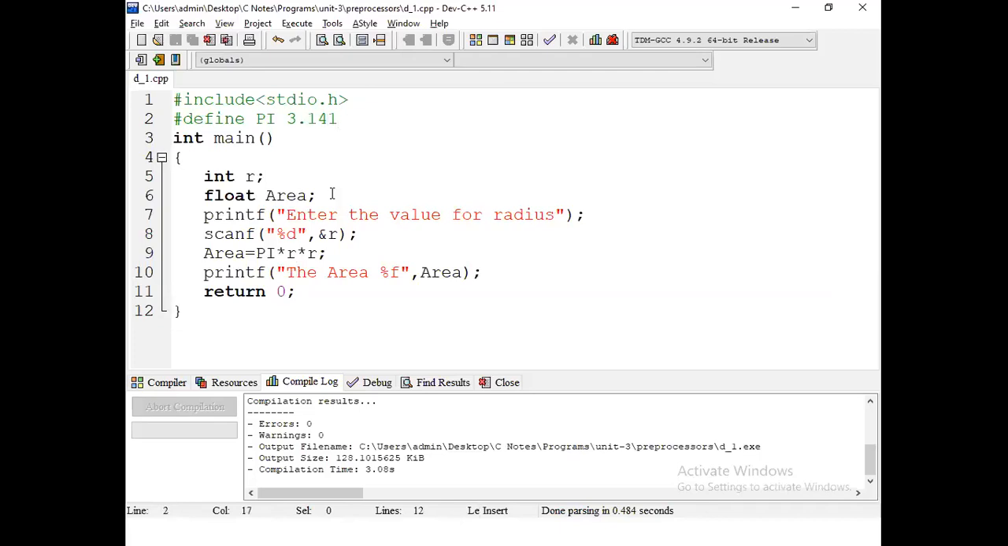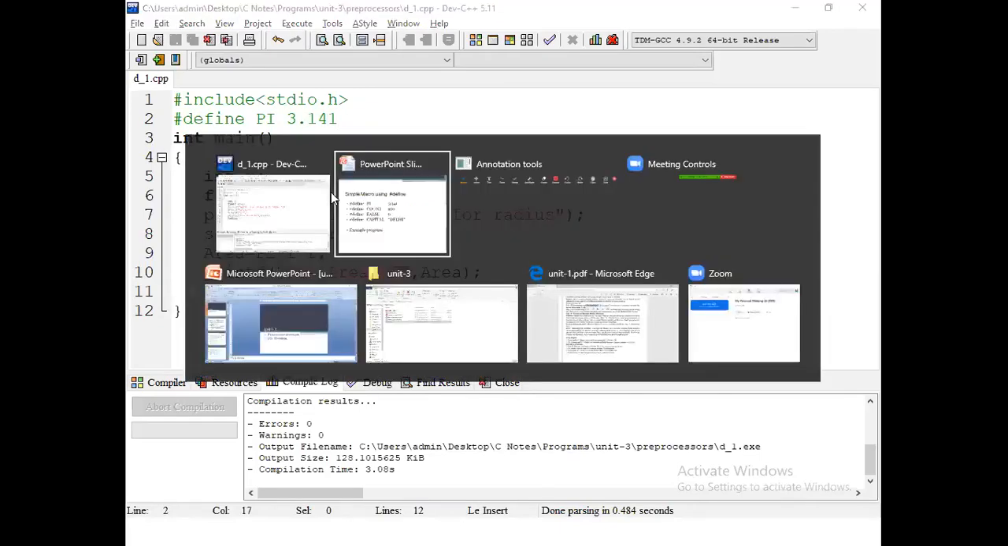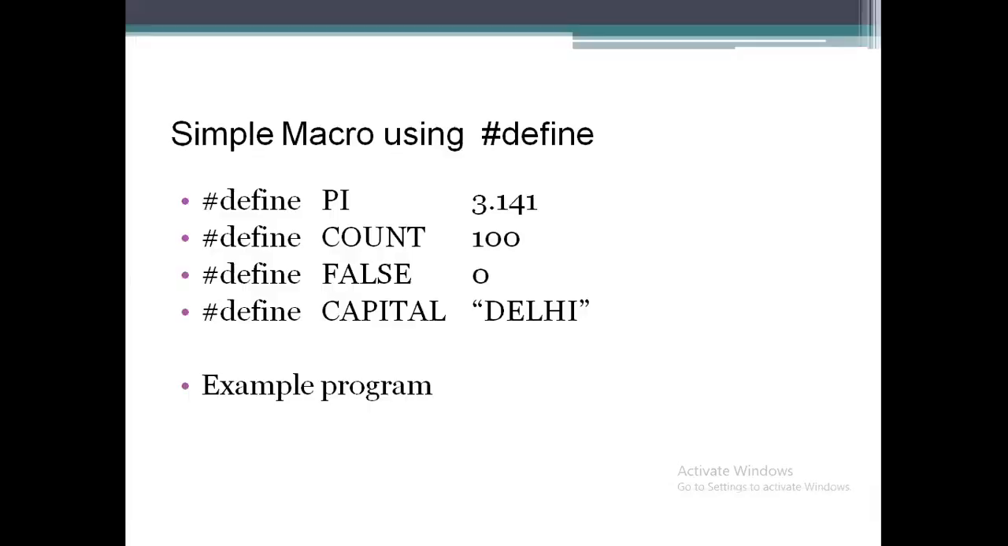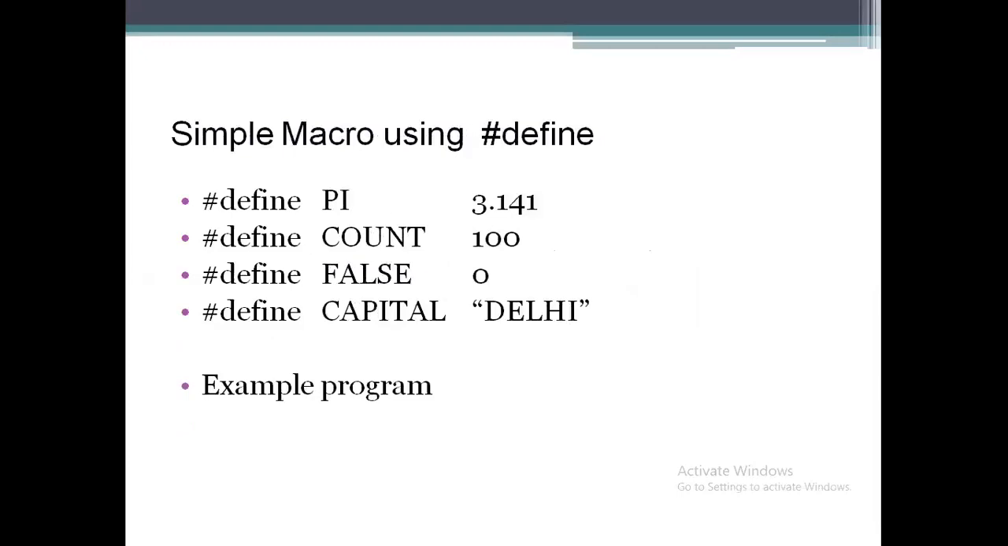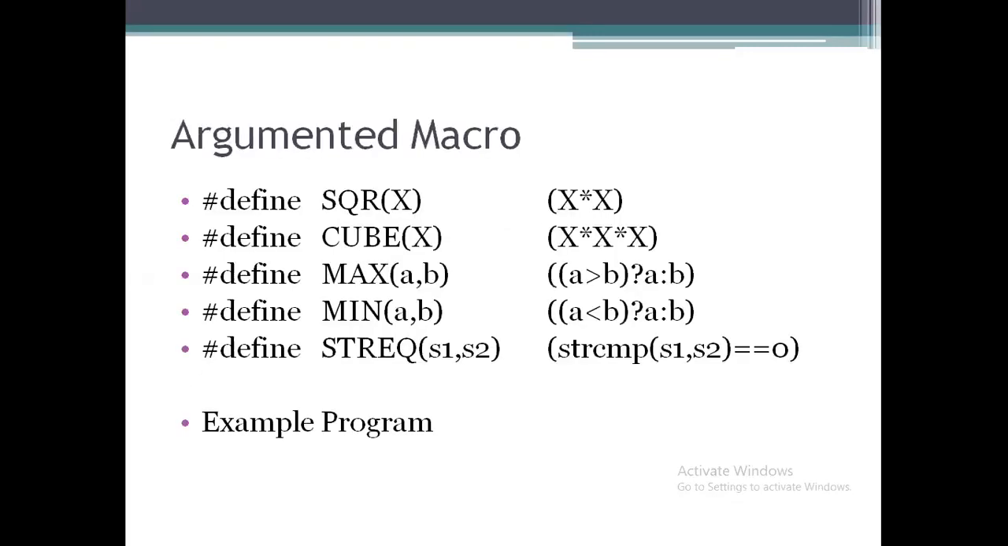We'll discuss #undef later. Next, we are going to verify the next one, the argument macro. In the previous one, the PI value is given, the COUNT value is given, and FALSE and CAPITAL values are directly given. But here, augmented vector, augmented matrix, these are also macros. Macros contain particular arguments.